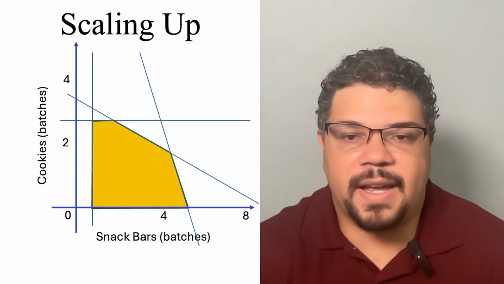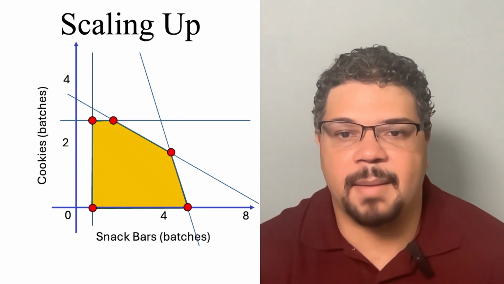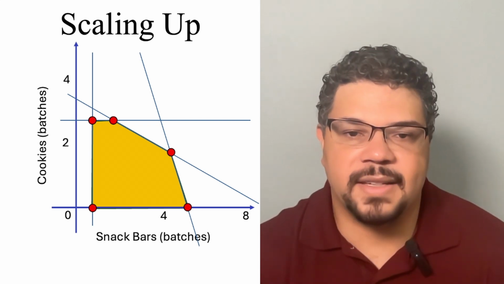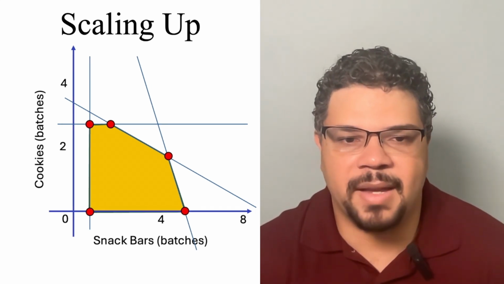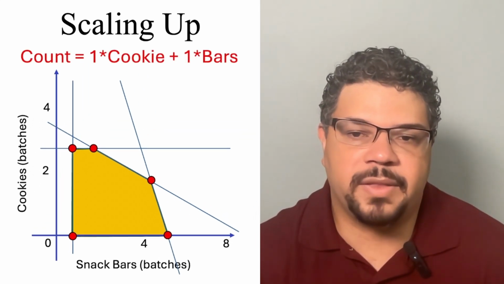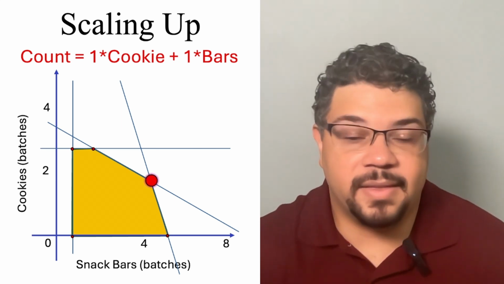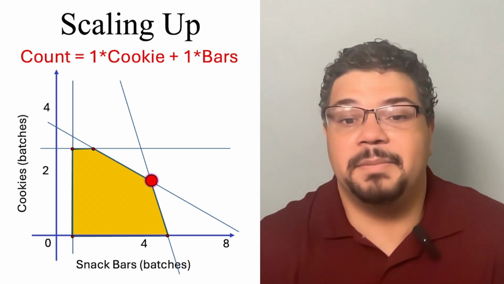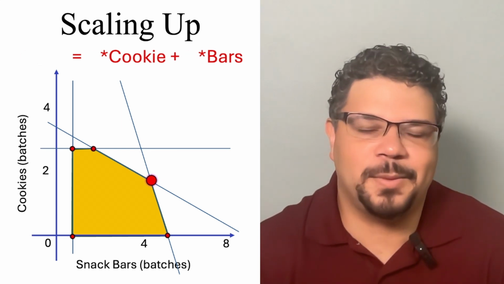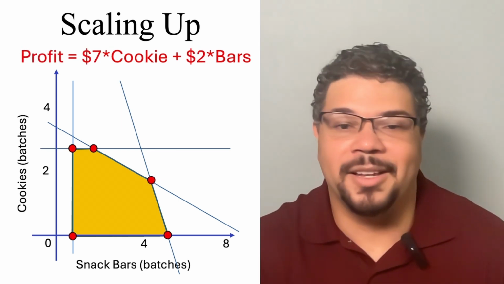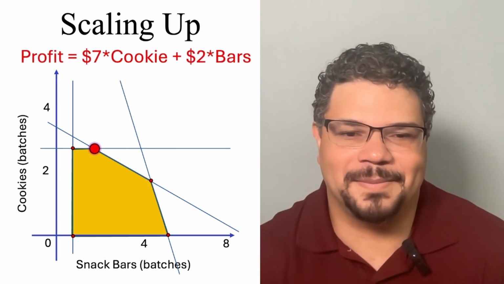The resulting 5-sided shape has 5 potentially optimal vertices, and we can test each one against the objective we're trying to maximize. If you just want the largest total batch size, this is the optimal vertex. But maybe you're trying to maximize profits, and cookies will sell for a lot more than snack bars, so then this vertex would be optimal.